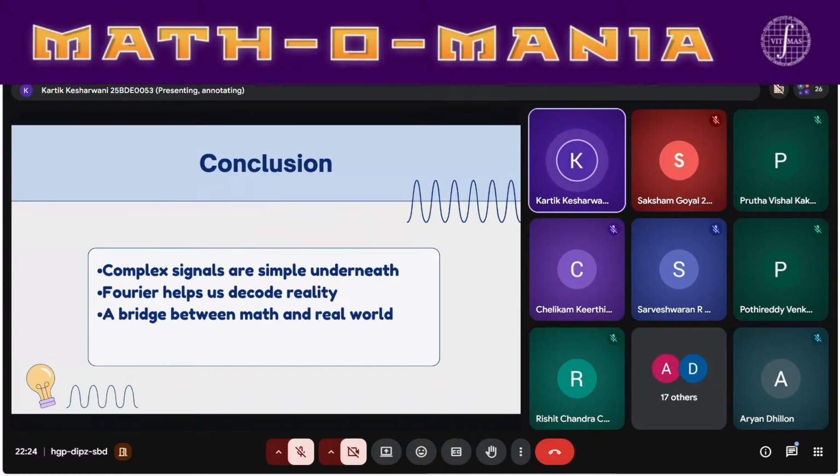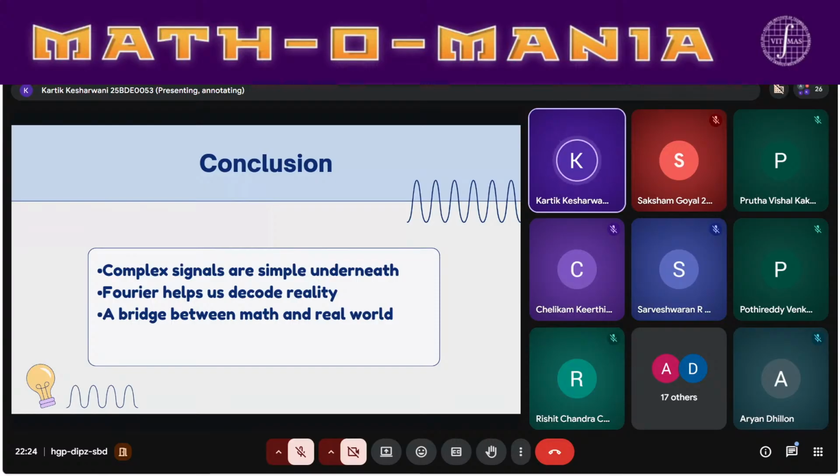Finally, Fourier analysis is a universal mathematical lens that helps us decompose, understand, and manipulate complex real world phenomena by understanding their underlying frequencies, making it one of the most powerful tools connecting mathematics to practical technology.